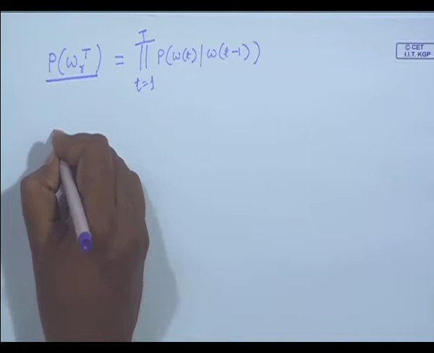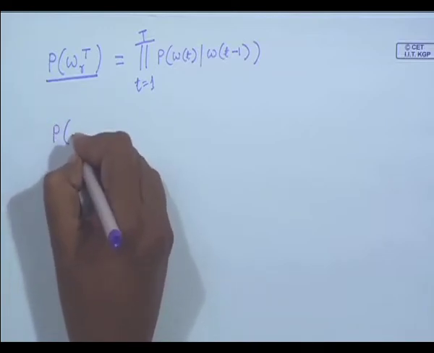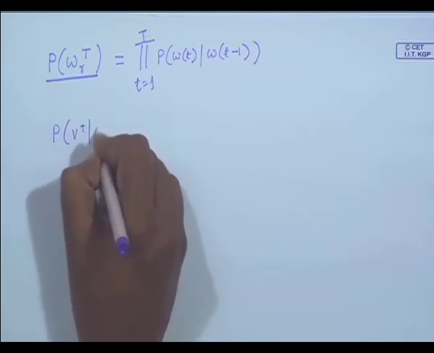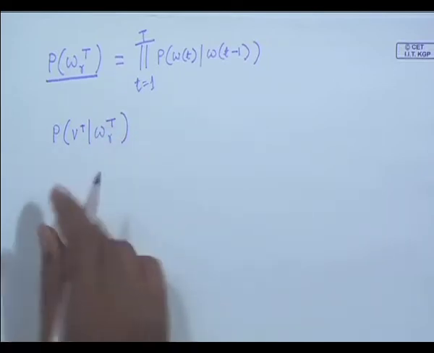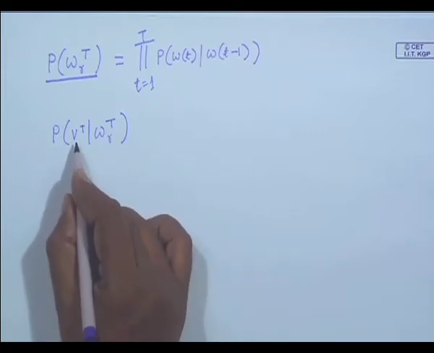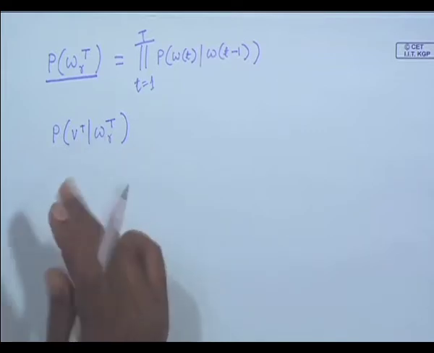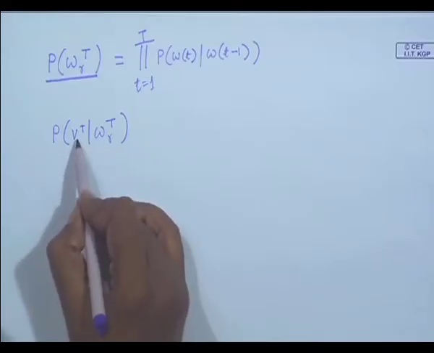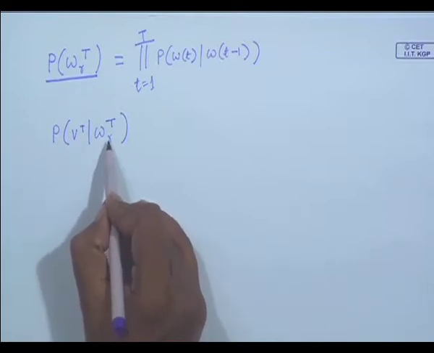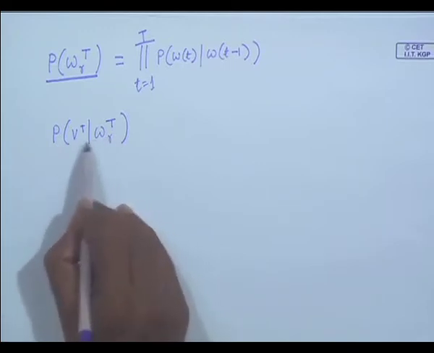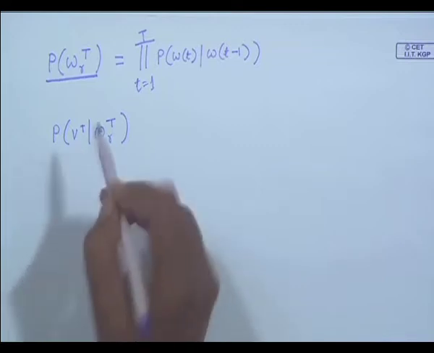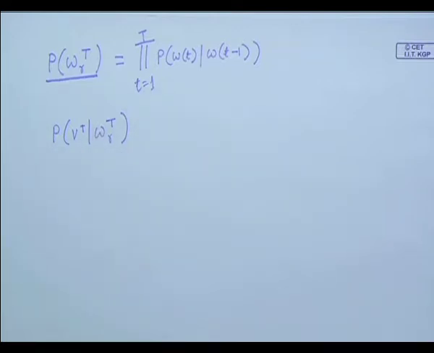Similarly, I can also compute P of V t given omega r t. So, you find that this is a visible symbol. If I take a particular instant, say the first instant, the first visible symbol is emitted by the first state in the sequence omega r. So, this is nothing but the probability of emission of visible symbols.